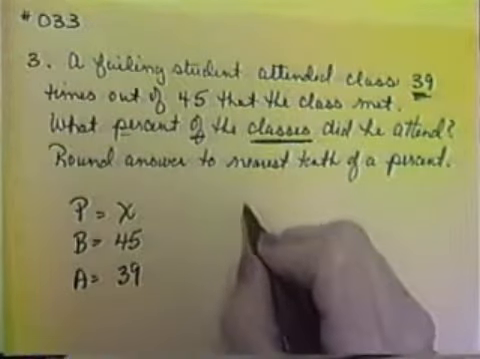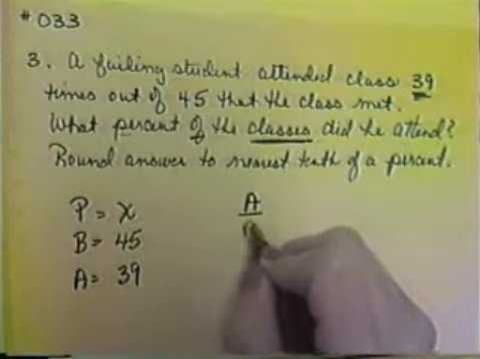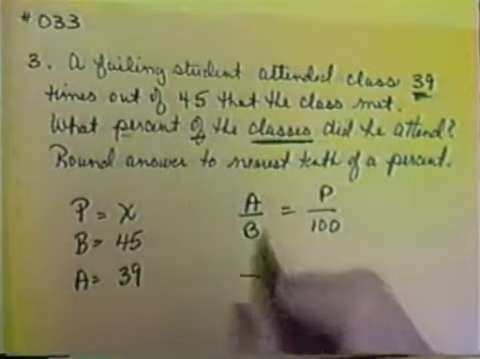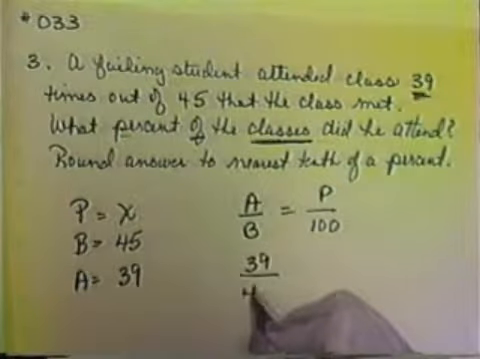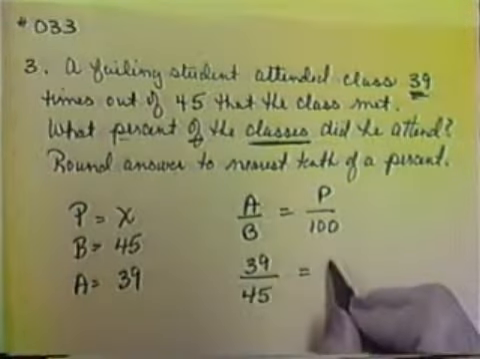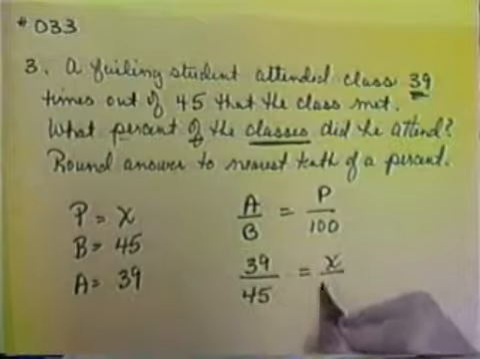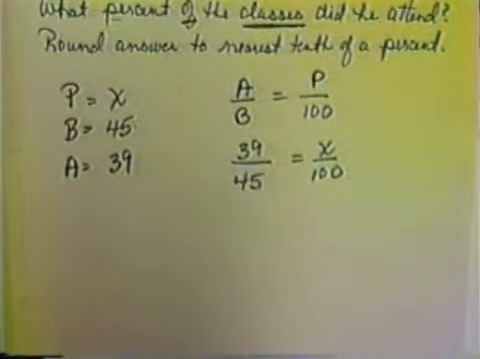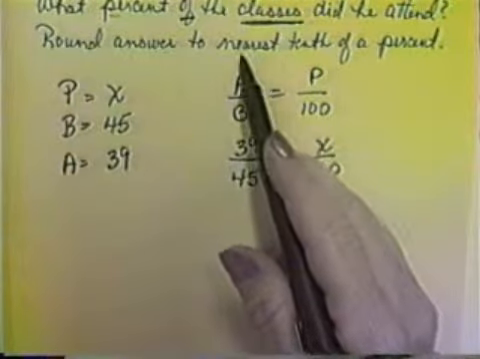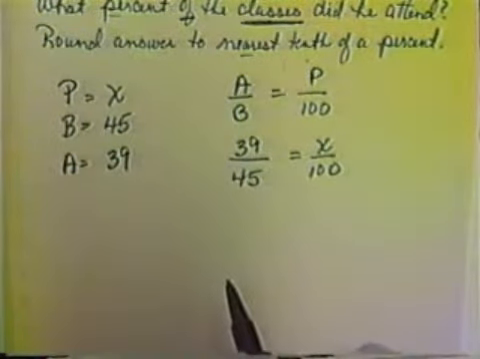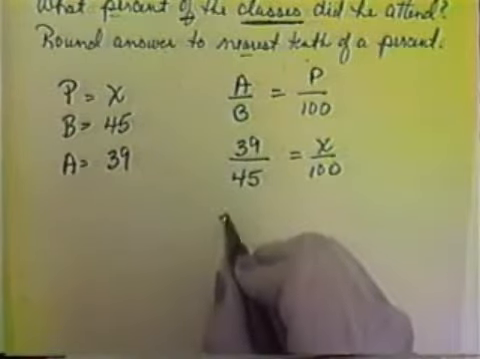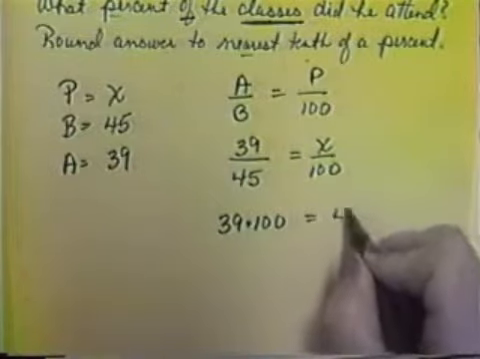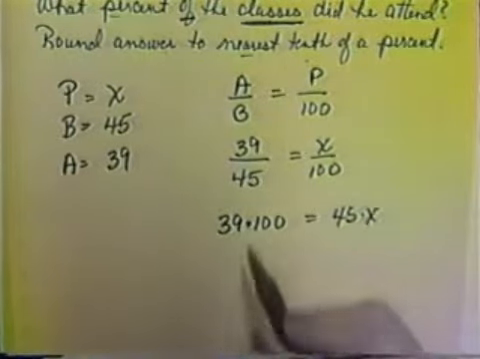So now let's set up our proportion. We have amount over base equals the percent over 100. So we get 39 over 45 is equal to the percent, our unknown, over 100. Now what we want to do is solve this, and remember that our answer is going to be rounded to the nearest tenth of a percent. So we're going to cross multiply. 39 times 100 is equal to 45 times x.